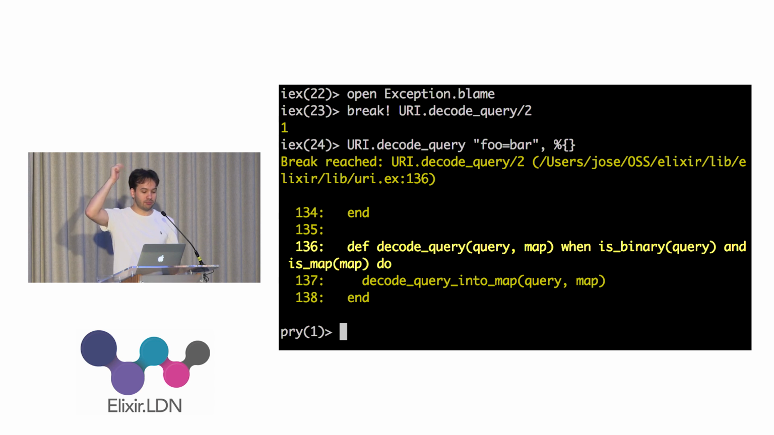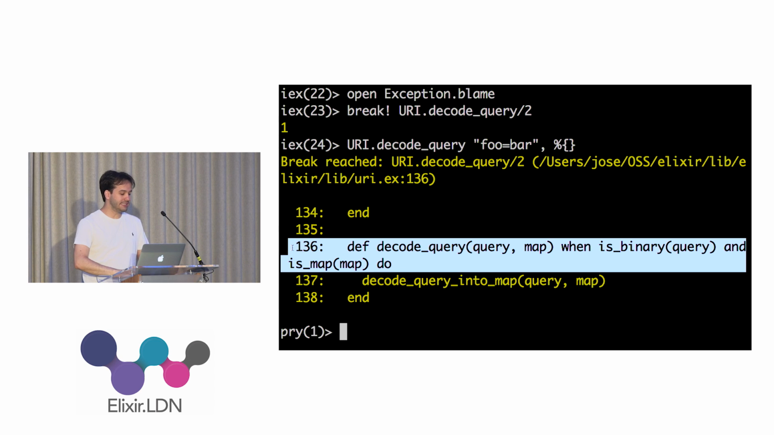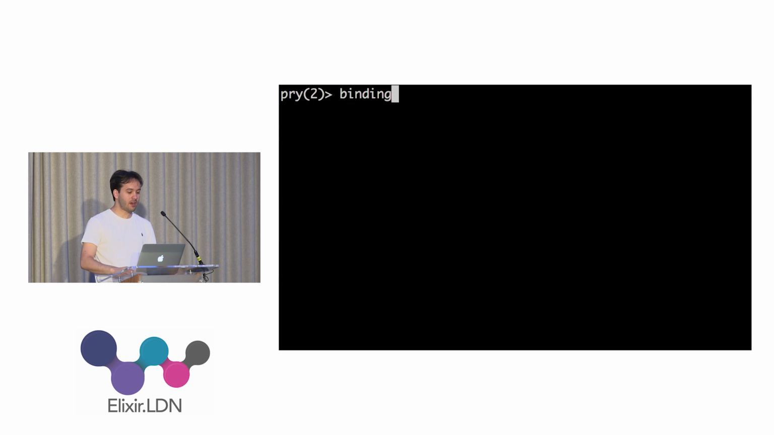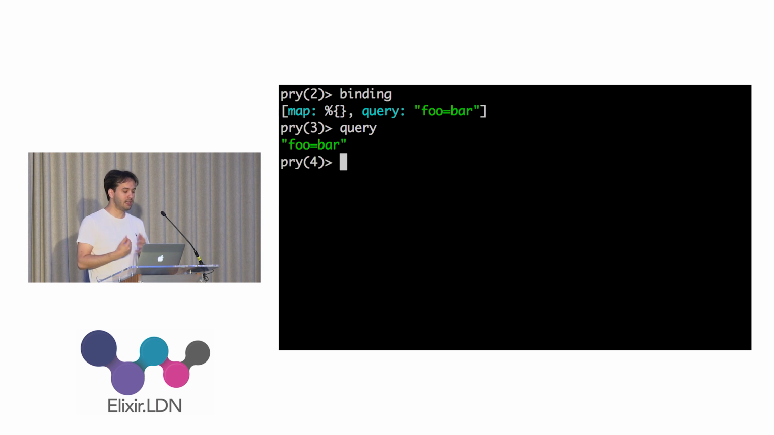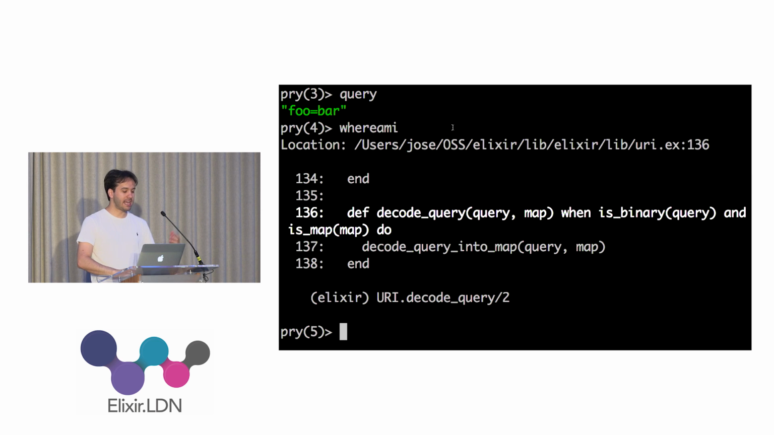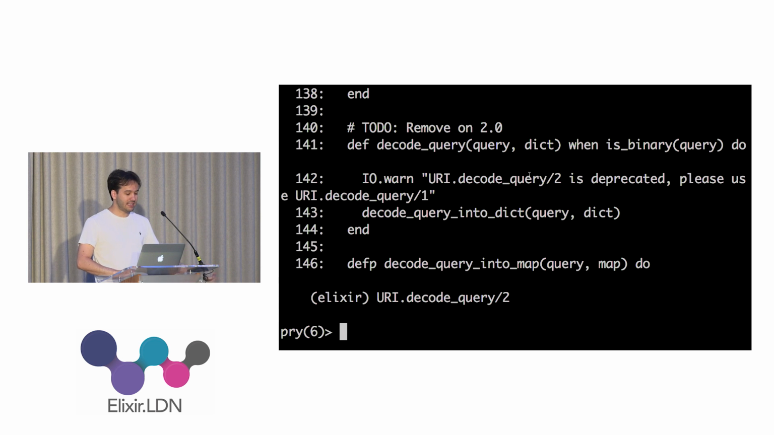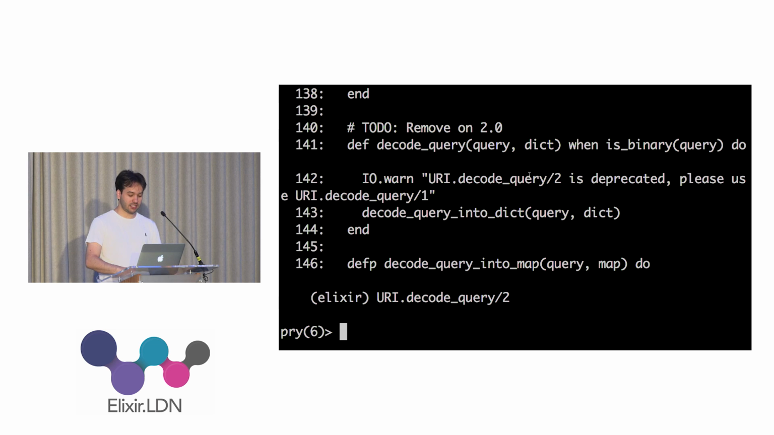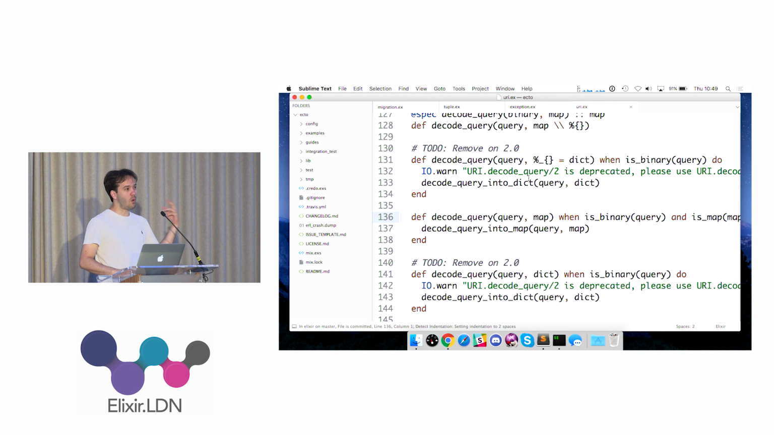It's saying, look, I reached the breakpoint in the URI decode_query function, and I am exactly on this line right here where we have the query and the map variables. I can actually go and ask, okay, what are the variables that I have assigned right now? We can access the variables. I have query, I have map, so I can access them. We can type, where am I, and get information about the code again. If you want a bigger radius, you call where am I 10, and it's going to show more information around the code. And you can even just type open, and Elixir is going to open up the editor exactly where the breakpoint is right now.